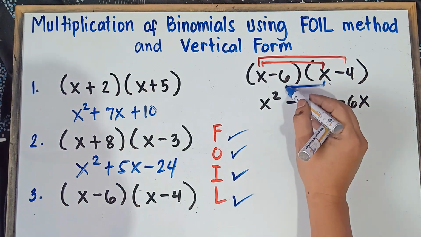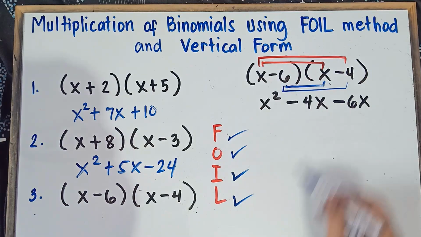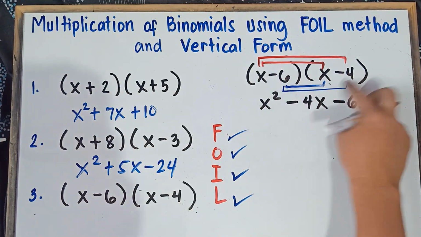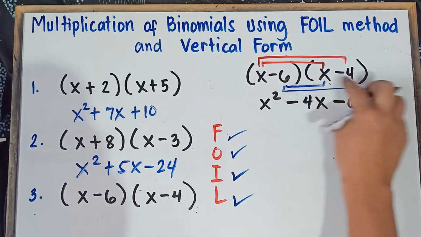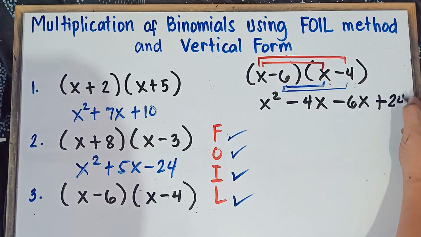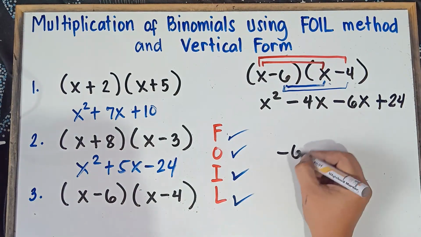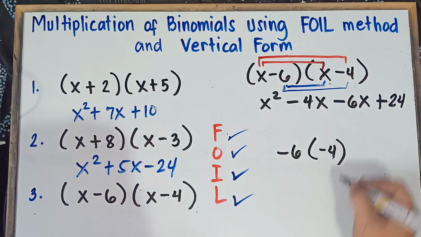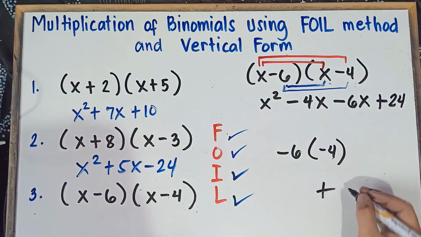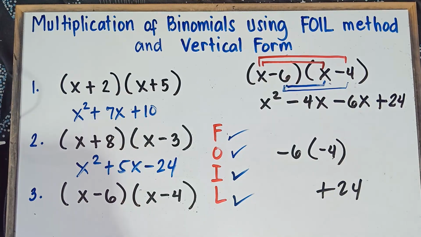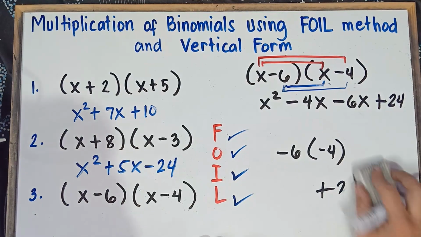Alright, and then last, negative 6 times negative 4. Negative times negative is positive. 6 times 4, that would be 24. So that would be positive 24.